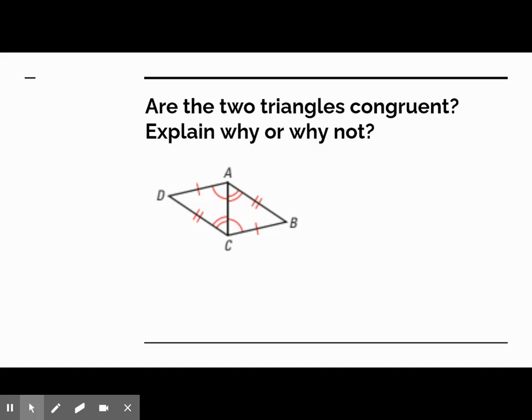Yeah, so the people that had it partially right, you did third angle theorem, but then you were missing reflexive property because you needed to be able to say the third side of this triangle, which is AC, is congruent to the third side of this triangle, which is AC, and you're allowed to say that AC is congruent to AC by reflexive property. All right, next one.